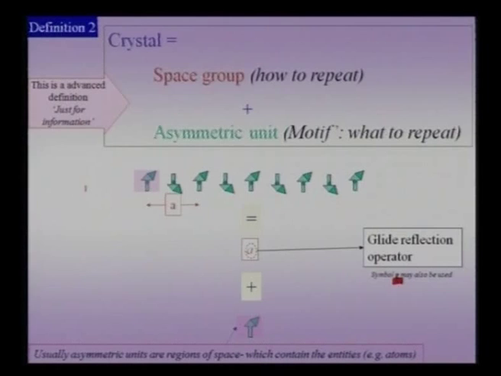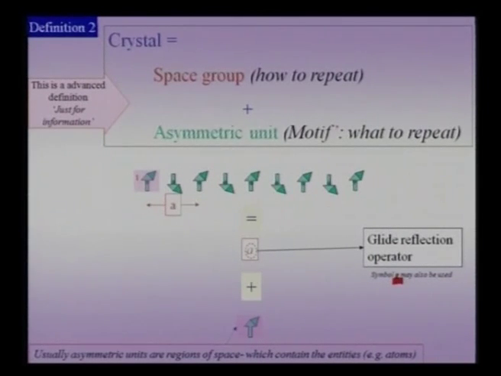So, the glide reflection operator is a more sophisticated operator, and it operates on this asymmetric unit, and asymmetric units are typically regions of space. The region of space is marked by this pink colored box, and it contains this entity which is part of the motif, the original motif in the language of lattice plus motif. So, this pink region is taken, moved over by a by 2 and inverted, and therefore, whatever the contents of that unit are also moved and inverted.